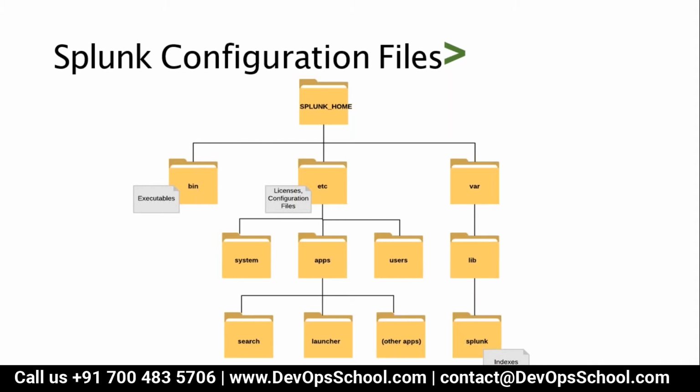Inside etc there is one directory called system, and there are subdirectories called apps and users. This is the location where you can copy the configuration file. Under apps, multiple apps are there. Search is one of the apps which you've been using, launcher is another app, and many other apps you can install from Splunkbase also. Users are like the admin user or any users which you have created. Inside the users directory there will be a directory named after the user, and inside that the configuration file will be stored. So at a high level, configuration files are stored in three places: system, apps and users.